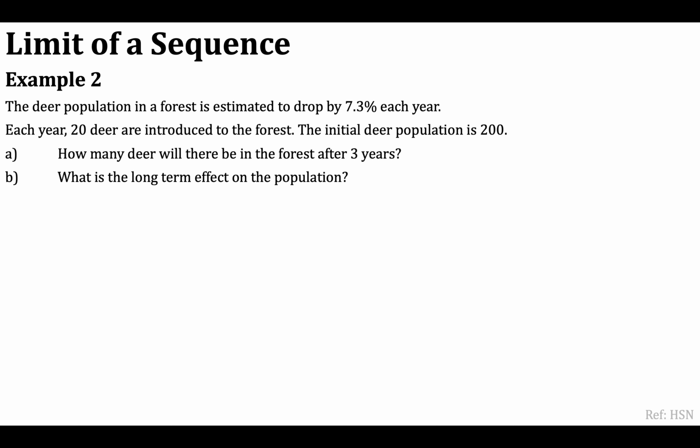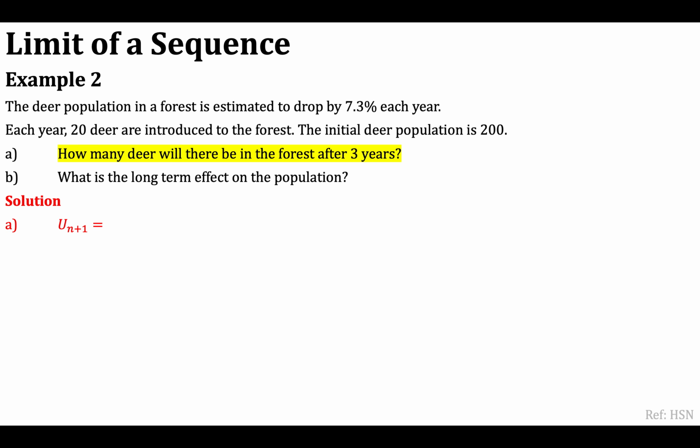Okay, welcome back. Let's look at a second example. So the deer population in a forest is estimated to drop by 7.3% each year. Each year, 20 deer are introduced to the forest, and the initial deer population is 200. Part A asks us, how many deer will there be in the forest after 3 years? And part B, what is the long-term effect on the population?